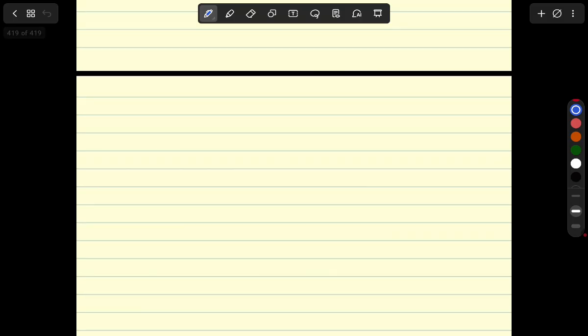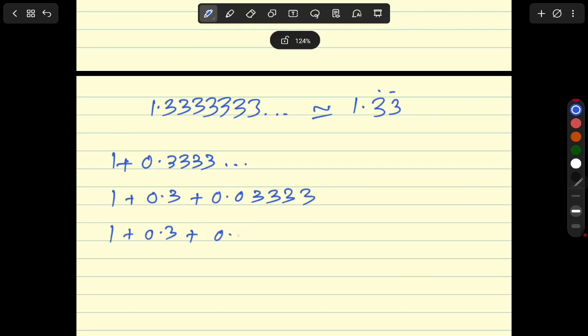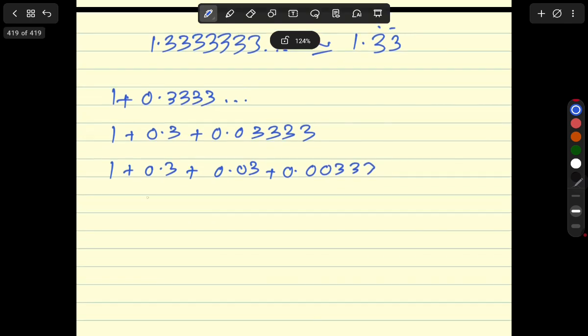if you have something like 1.333333, for example, and it's a recurring decimal, which you also write as 1.3 with a dot, can I also rewrite it as 1 plus 0.333, and can I also rewrite it as 1 plus 0.3 plus 0.0333, and I can rewrite it as 1 plus 0.3 plus 0.03 plus 0.00333. So the 0.3 is what?